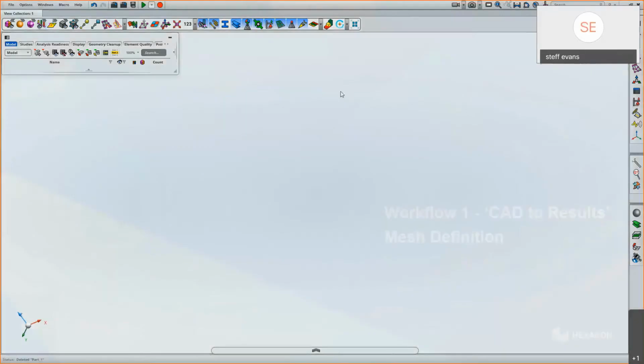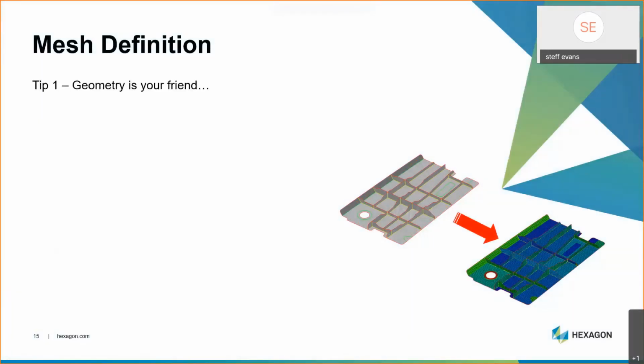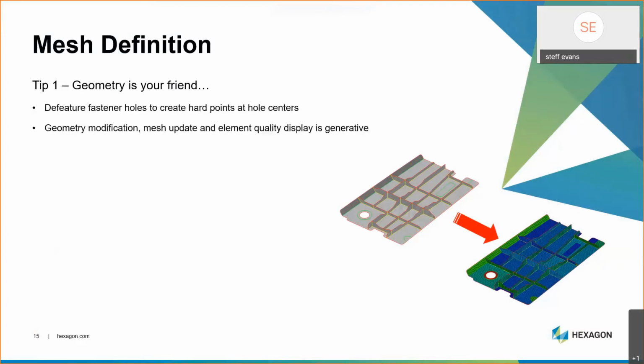Okay, so we now look into the mesh definition now that we've got the mid-surface defined, and we're going to look at a couple of tips here. Geometry is your friend. In this model we've got a series of fastener holes around the periphery of the shear panel. So by defeaturing those physical holes, we can create hard points at the hole centers. Saves us a number of mouse clicks for mesh development.